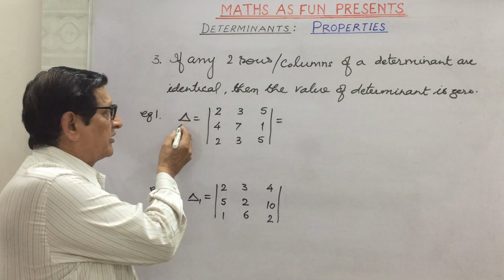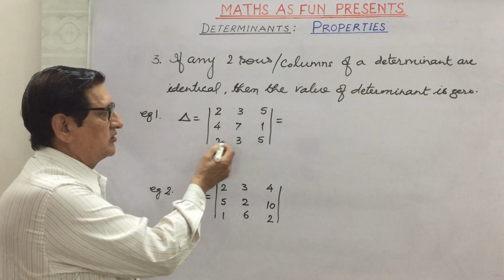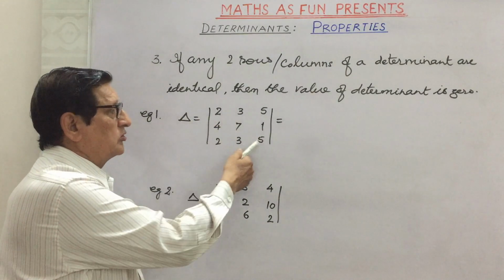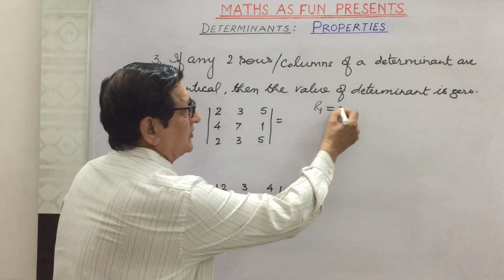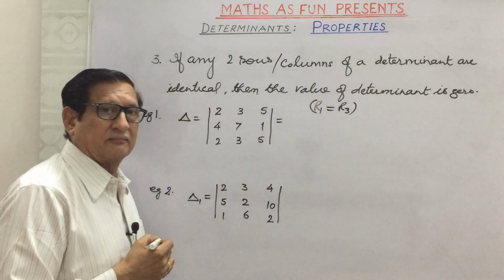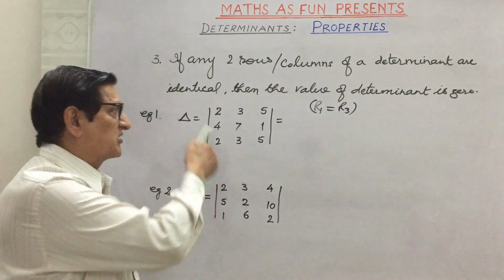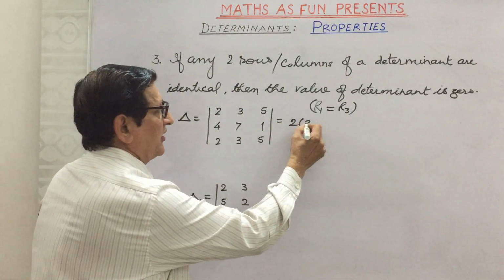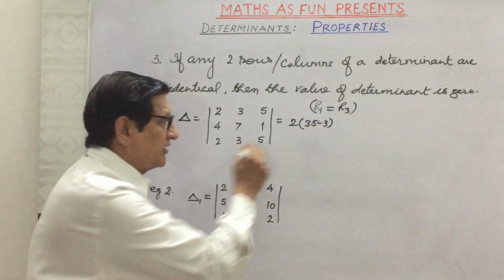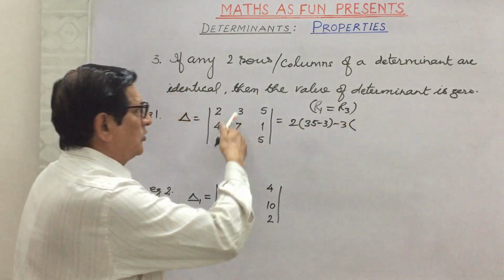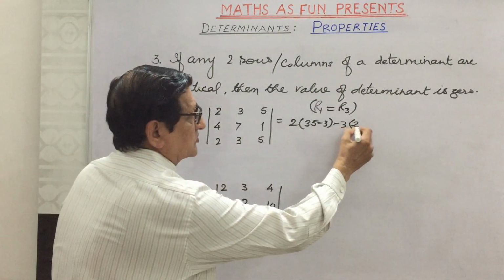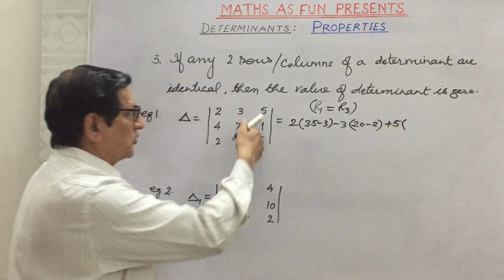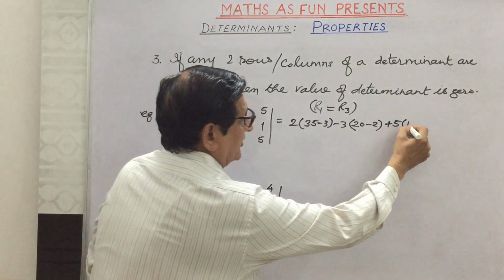Suppose the first example we are taking, delta is 2, 3, 5, 4, 7, 1, 2, 3, 5. In this determinant we find that row 1 and row 3 are equal. Row 1 is equal to row 3. Let's see the value of it. If we expand it along row 1, it will be 2 into 35 minus 3, minus 3 into 20 minus 2, plus 5 into 12 minus 14.